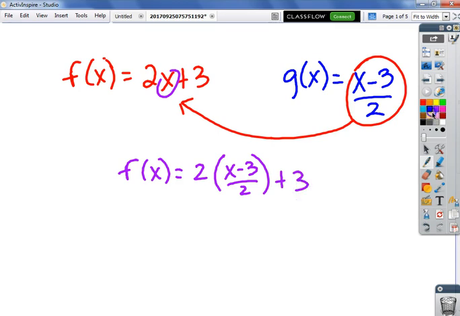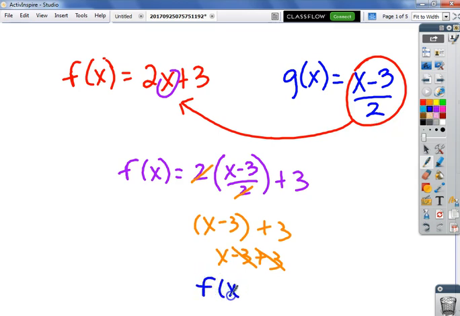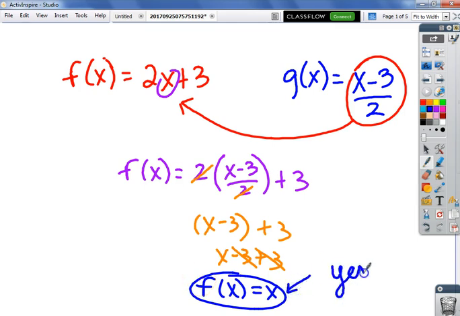So let's see what happens here. Well, I have a 2 on top and 2 on bottom, so they cancel out. So then I have x minus 3 plus 3. And then no need of parentheses, there's nothing to distribute. So x minus 3 plus 3. And lo and behold, the 3's cancel. And so what I'm left with is f of x equals x. So if you end up with just x only, then guess what? They are inverses. So there you have two options.